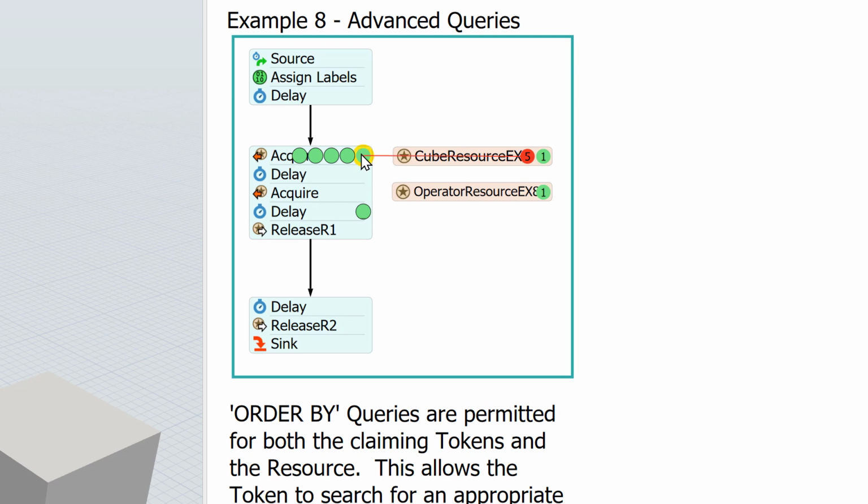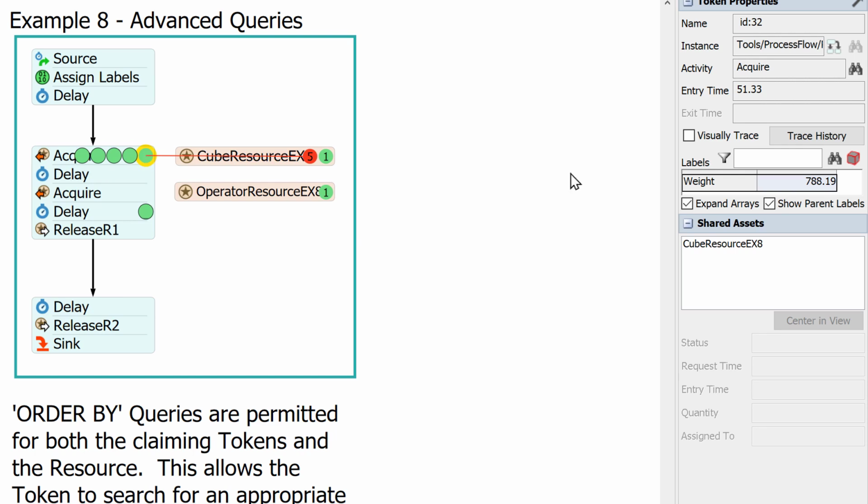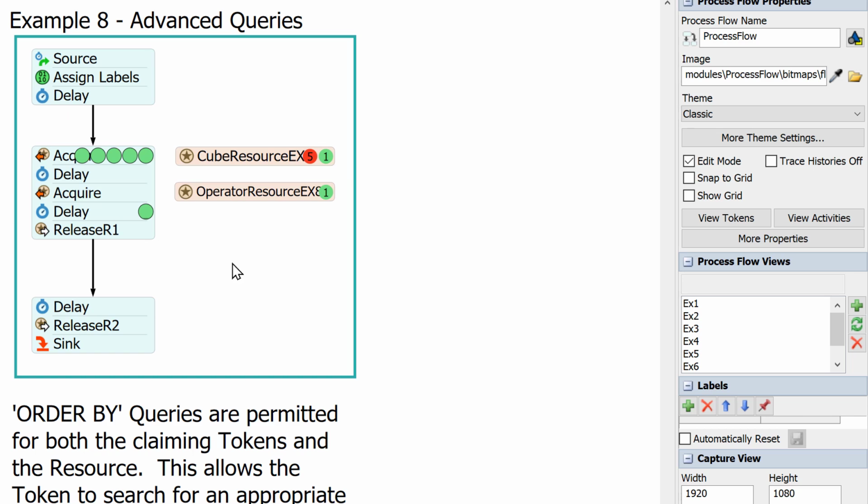If I click on these tokens, I can see what their weight is. This one has a weight of 788, this one 587, so they're varying. And that was done up here with this assign labels. We're assigning a label on the token, giving it the name weight, and giving it a value between 200 and 800, uniformly distributed. So that's a query for the back orders. Let's look at where we used a query to define which one of the 4 operators to choose. Well, that'll be on this acquire block.